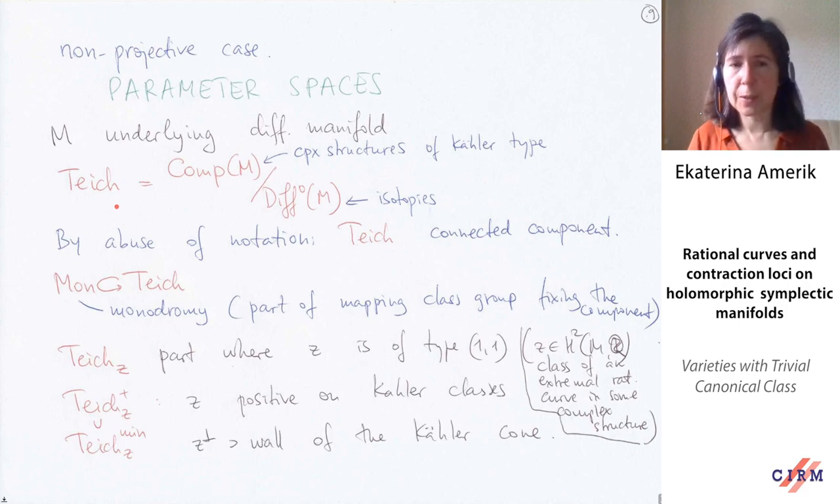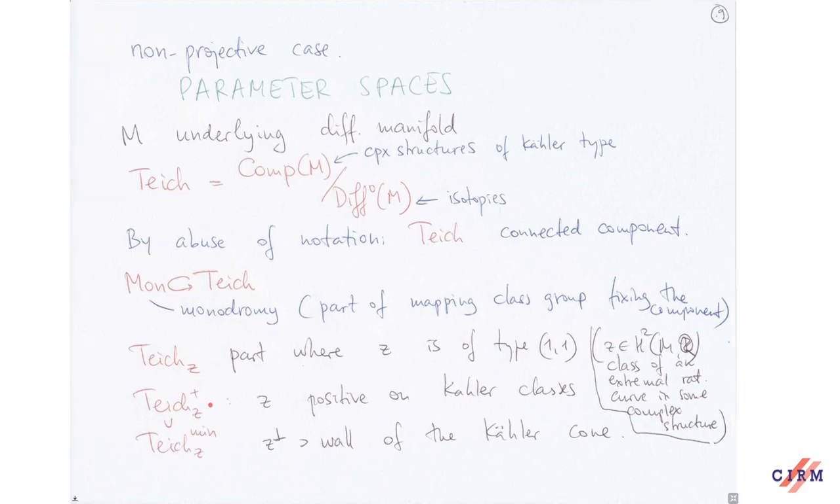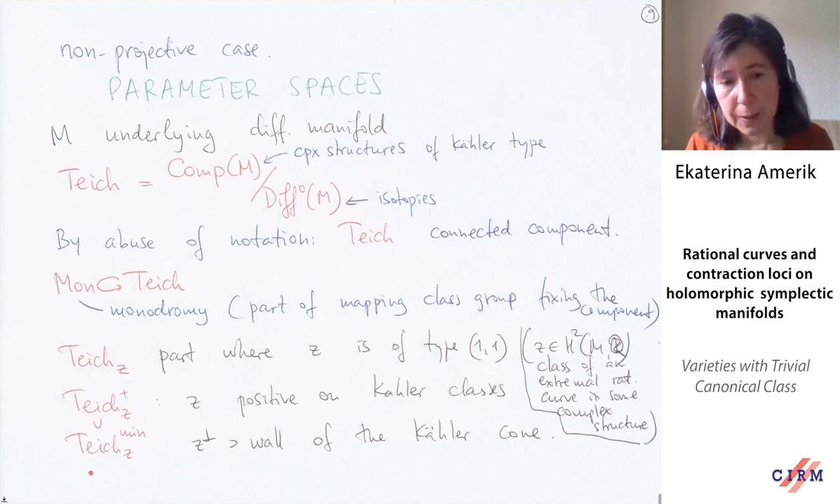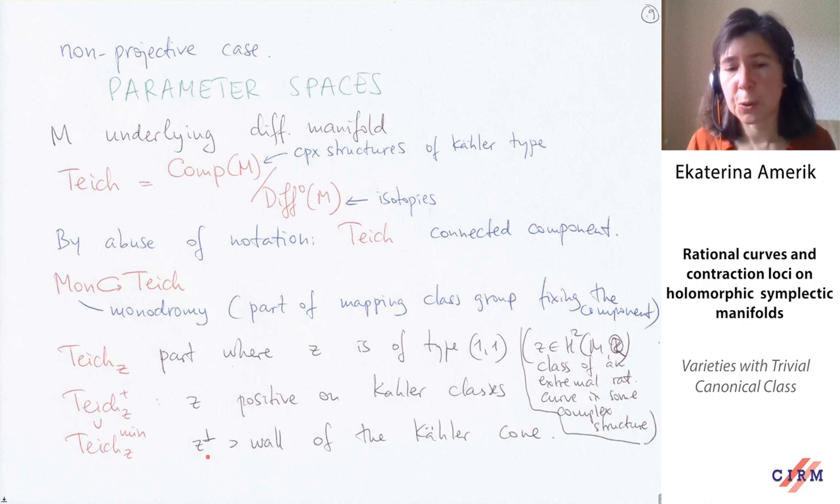these Teichmüller spaces are usually non-separated. This Teich is separated at a general point. But Teich Z is, in fact, not separated even at a general point. It falls naturally in two halves. And there is one half of it, which is already separated at a general point, Teich Z plus. This is the locus where Z is positive on Kähler classes. In this Teich Z plus, there is Teich Z minimal. This is the locus where Z orthogonal contains a wall of the Kähler cone, supports a wall of the Kähler cone, let's say. So this is the locus which really is interesting for us.